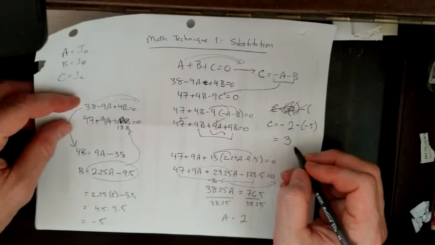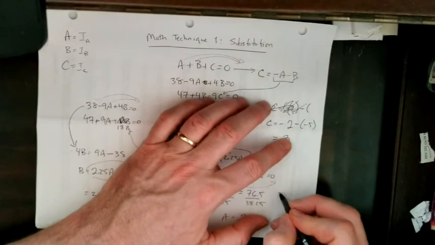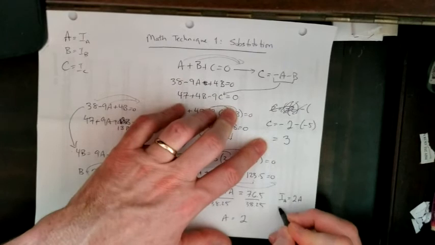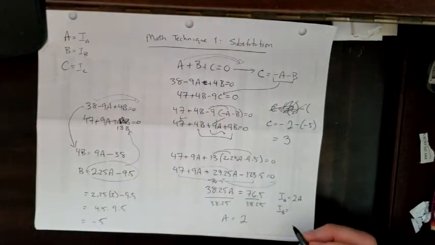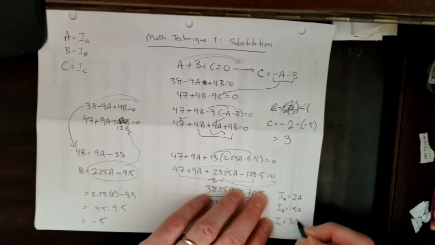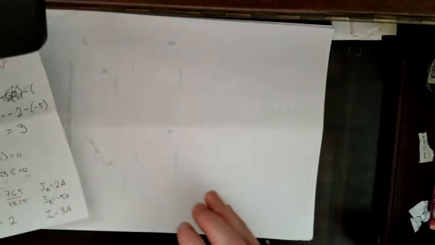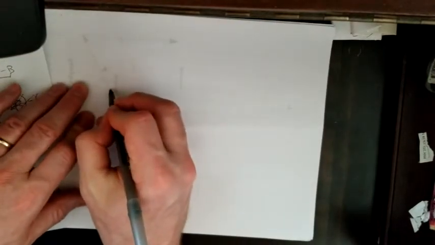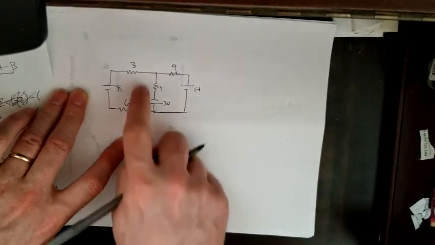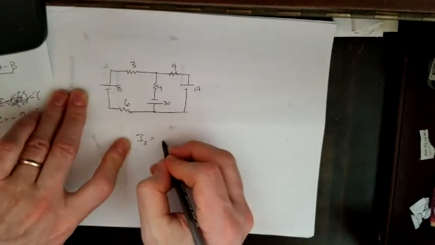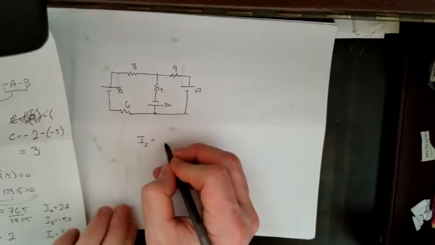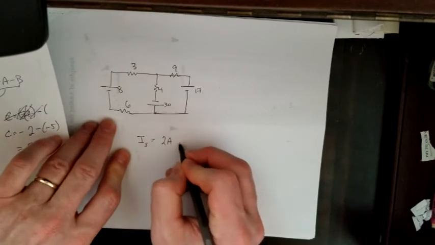And so in terms of the answer, the current A is equal to 2 amperes. Current B is equal to negative 5 amperes, and current C is equal to 3 amperes. If we look at the original problem, we had this setup. The current across the 3 ohm, the one going across the 3 ohm, that was what I labeled as I sub A. And I said it was going to the right, and I had A is equal to 2 amperes, so it's 2 amperes to the right.